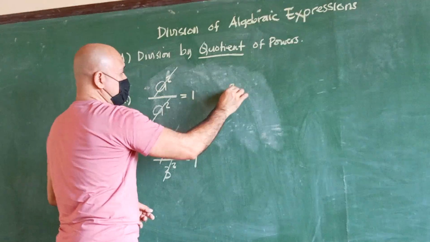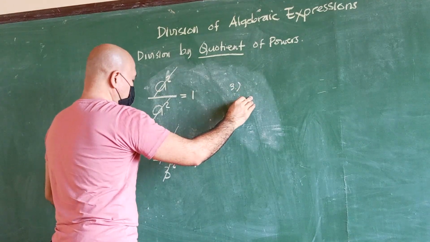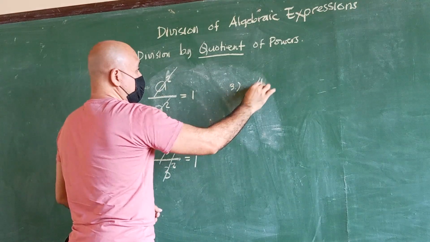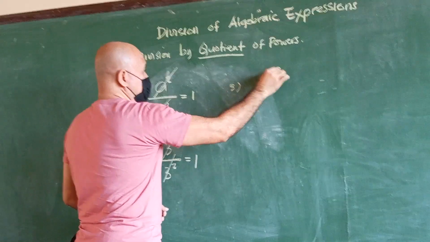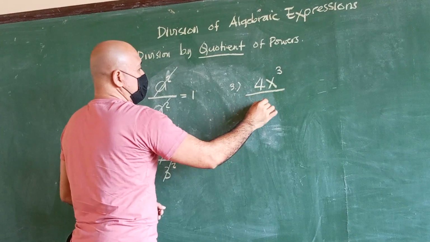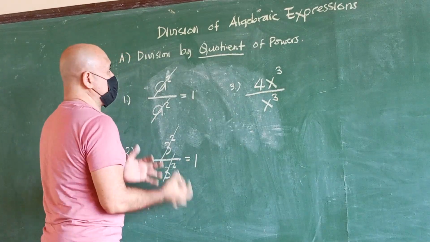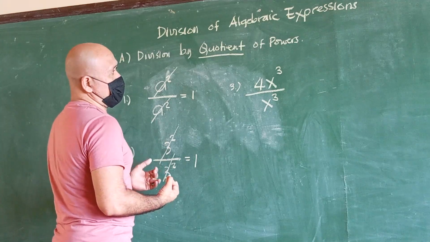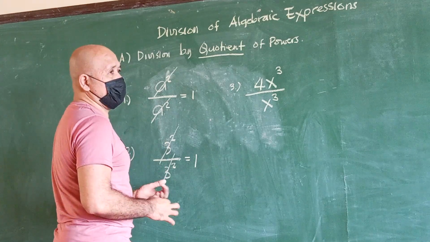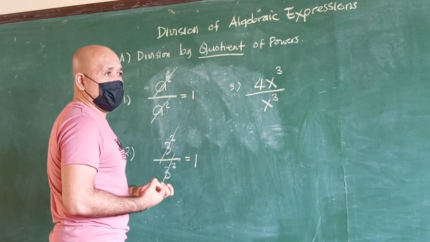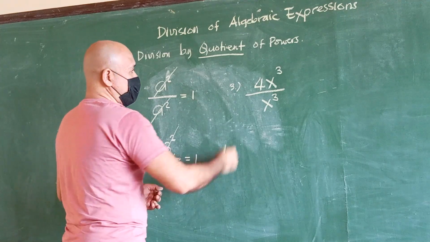Okay, another example, you have 4x cubed over x cubed. And this quotient of powers for cancellation method is very ideal when you divide monomial by monomial expressions.